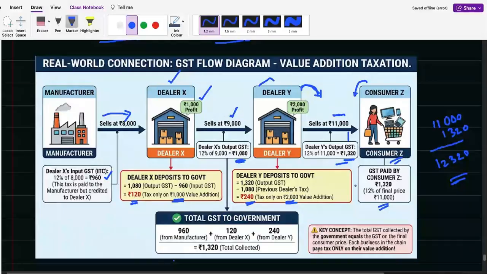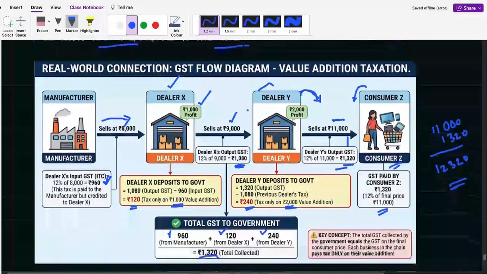Understood? So the government is taking 960 from the manufacturer, which he has received from dealer X, 120 from dealer X, 240 from dealer Y. Total government will get how much? 1,320. Tax will be collected. Understood? So the government will not charge again and again. They will charge only on the profits that the dealers are making. Clear? Clear problem? You got all the answers of this problem?